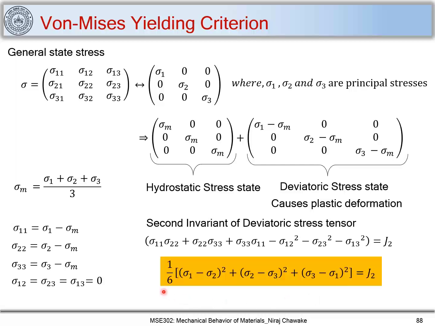Just note this equation, the value of J2, that is the second invariant of deviatoric stress in terms of principal stresses, because we are going to use this in a yielding criterion. We will see that J2 will be used to define when the plastic deformation starts. So let's move ahead.